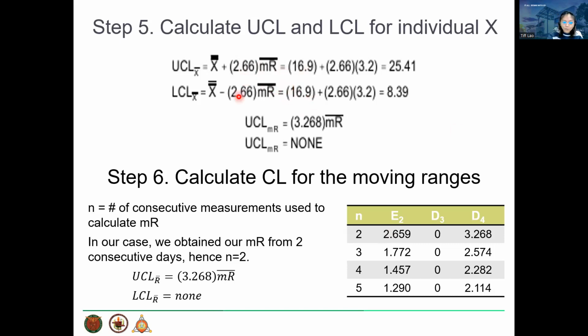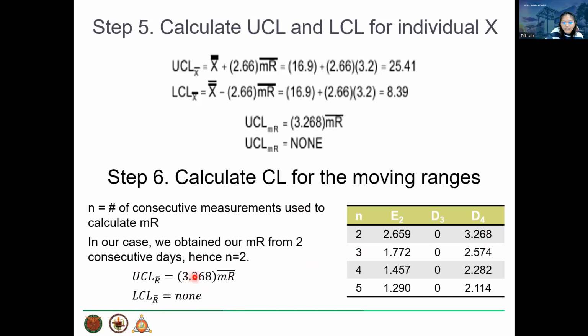Ayan. So, E2 to, and then, so you'll get the upper control limit, lower control limit for the X bar part ng chart mo. Tapos, dito naman sa ranges, sa moving range chart, ito yung formula niya. And ito, this is just D4. Ayan, D4 yan.